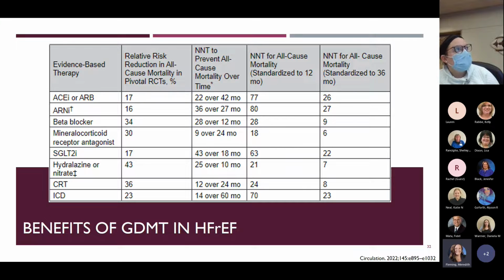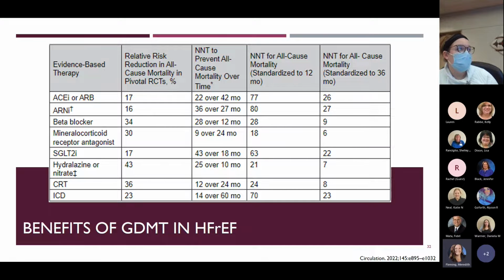And if presenting all of that data wasn't enough to convince you, the guidelines also included this nice chart that summarizes the number needed to treat to show an all-cause mortality and heart failure with reduced ejection fraction with each of these medications. So we can see here specifically that ARNIs and SGLT2s have a pretty comparable number needed to treat as some of our other staples of heart failure medications like our ACEs and ARBs.